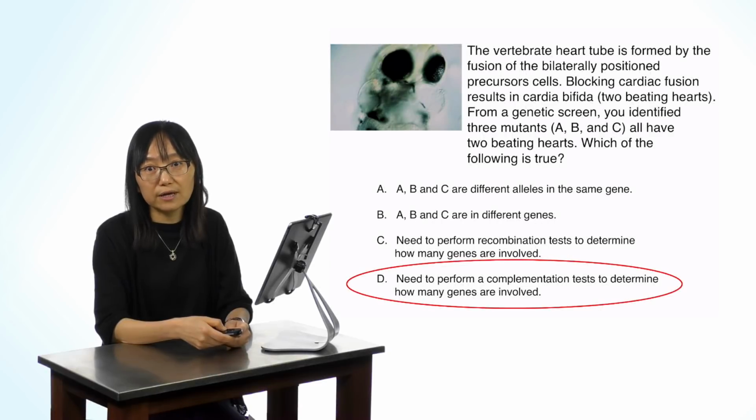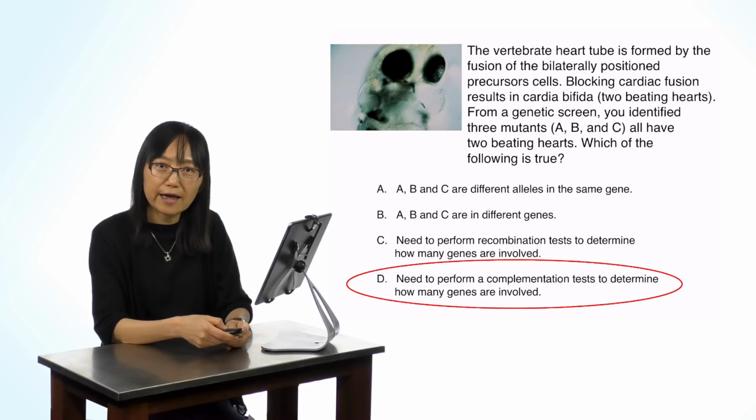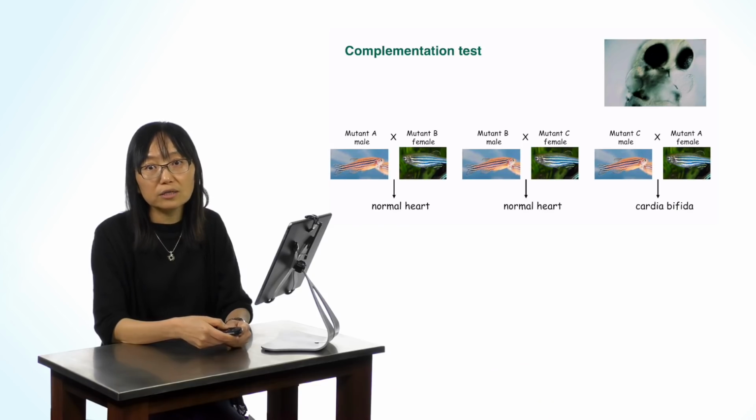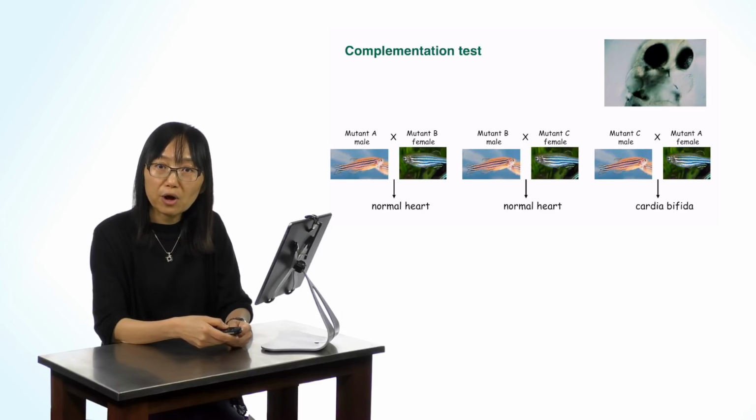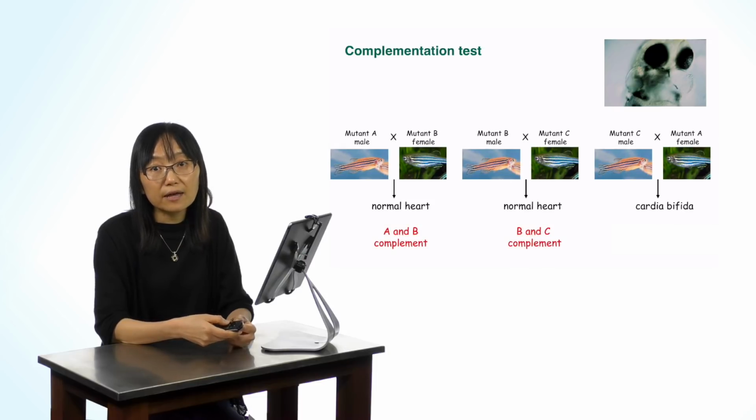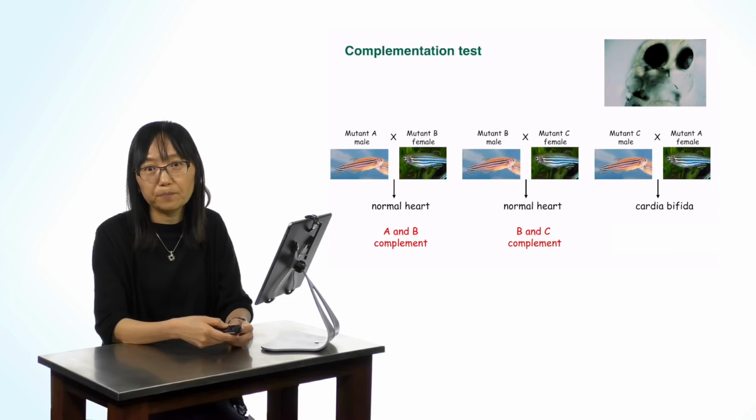The correct answer is D. We need to do a complementation test to determine how many genes we are looking at. The concept of the complementation test is the same as what you learned in Benzer's R2 experiments. You will need to cross 2 mutant heterozygotes to each other. If all their progeny show wild-type phenotype, that means they complement each other and they represent different genes.